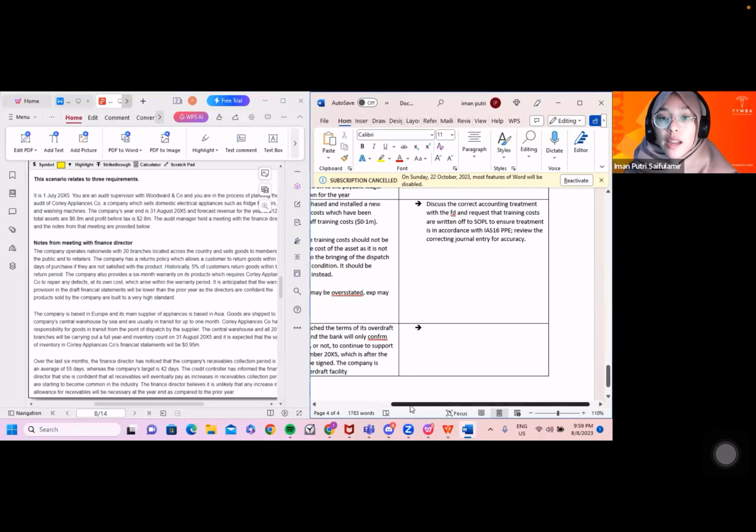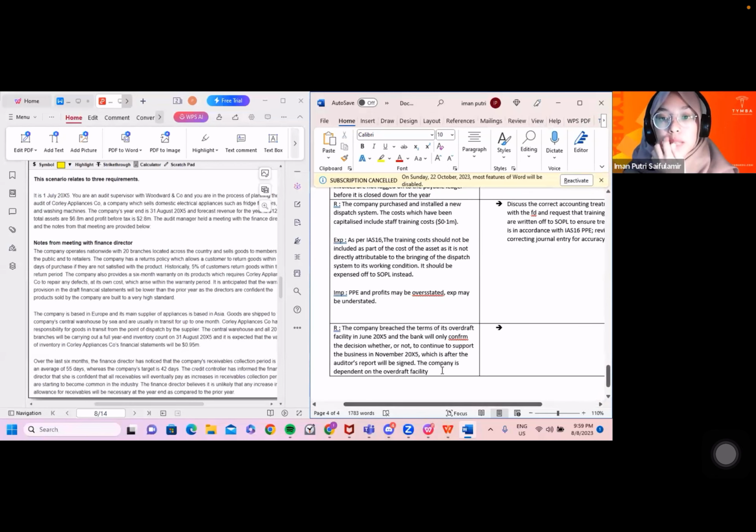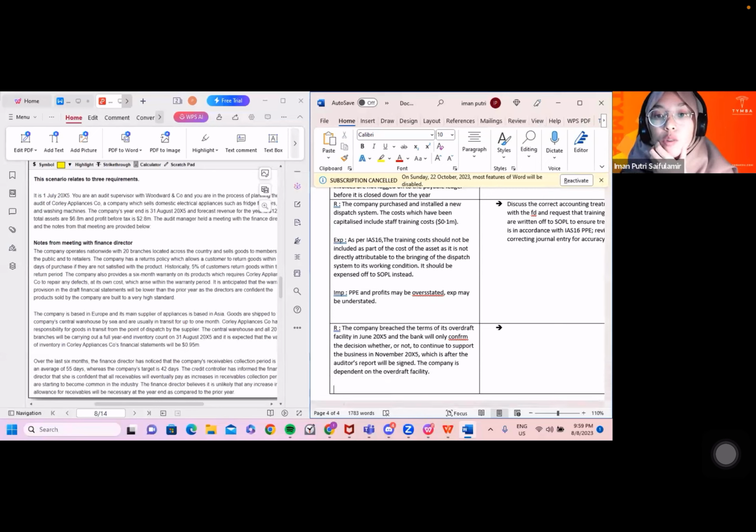Okay, guys, so we are at our last point. The last point is on the overdraft, right? The company breached the term of its overdraft, and the bank is still not sure whether they will continue to provide this overdraft or not. So what is the explanation here, guys? Why is this a huge risk that we want to talk about?